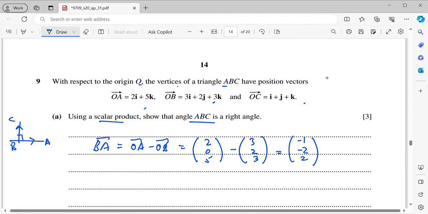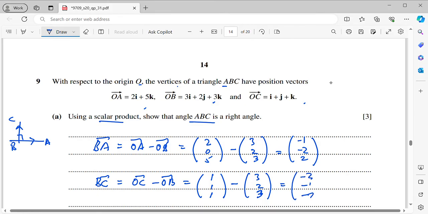Now next is to get the vector BC. So vector BC is OC minus OB, which means you will get 1i 1j 1k, that is OC, minus 3 2 3, that is my vector OB. Then from here, you will get minus 2, minus 1, minus 2. Okay, these are the three vectors, these are the three components.